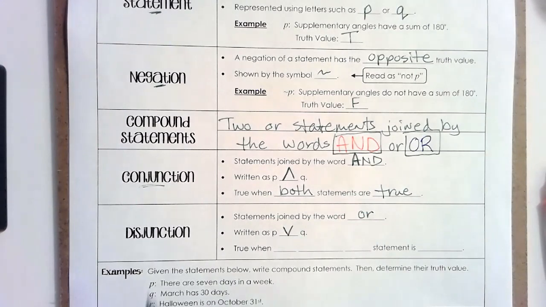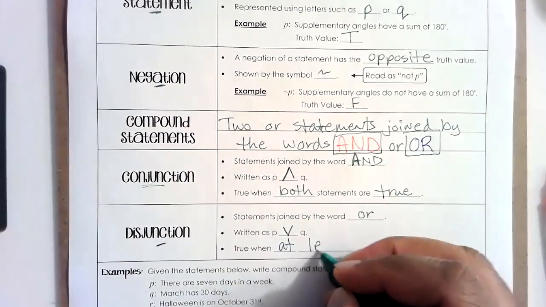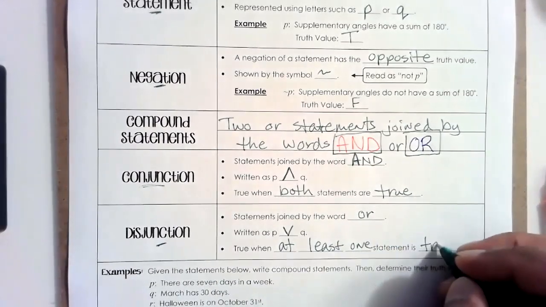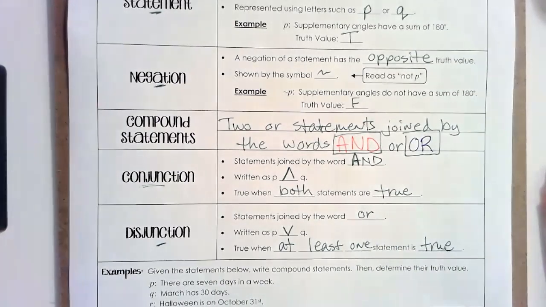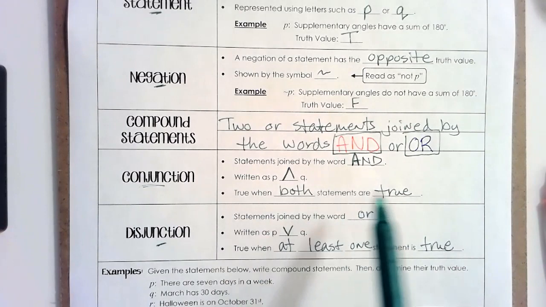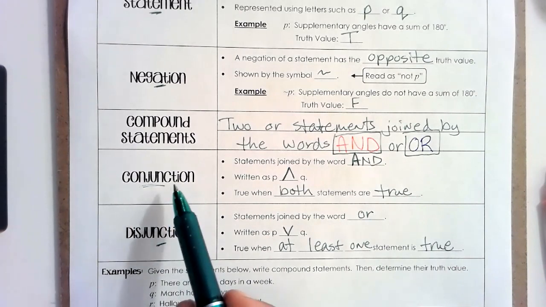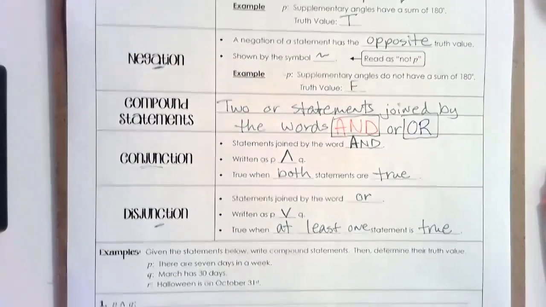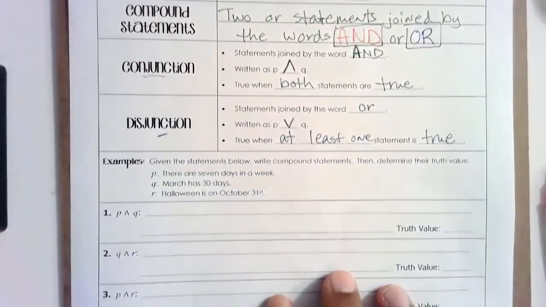Now, when I have a disjunction here, the disjunction is true when at least one statement is true. I only need one part of that statement to be true so that I can say my whole disjunction is true. Converse that with the conjunction, where both parts have to be true. So it's going to be very important with these next few examples that you determine whether I have a conjunction or a disjunction, because that's going to determine how you answer the truth value of it. So let's take a look at some examples here.